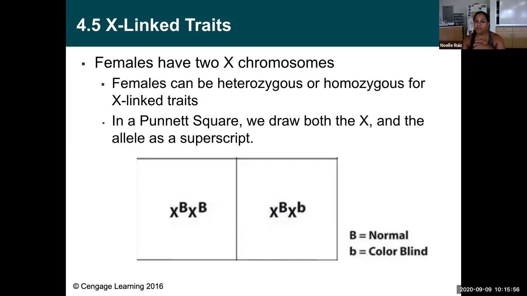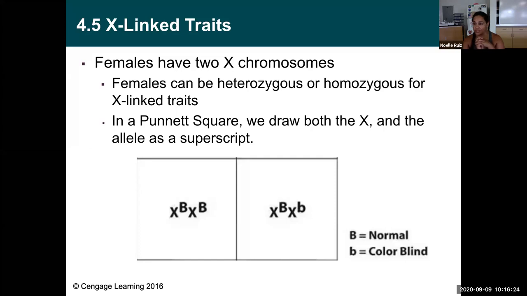All right, females can be heterozygous or homozygous for an X-linked trait because they have two X's. So in a Punnett square, we draw both the X and the allele. We draw them as a superscript. That just means they're a little bit above the X. So the first one, she would be homozygous dominant for color blindness, which means she is normal.